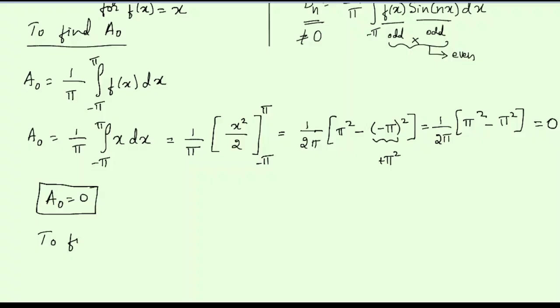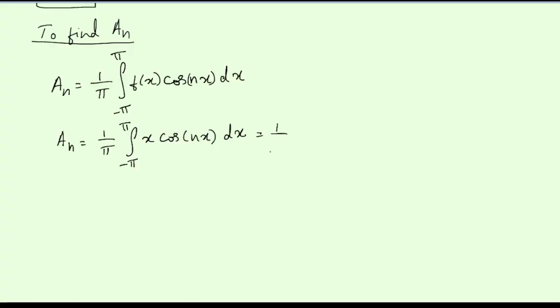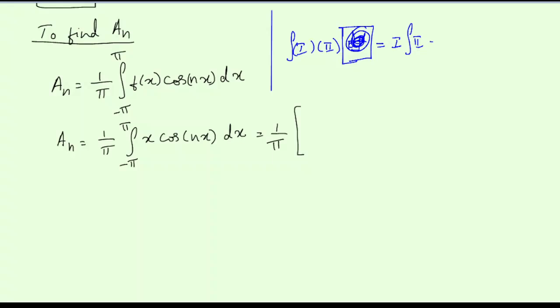Next you write to find an. An is given by this. Substitute and solve. This has to be solved using integration by parts. That is, the formula that I remember easily is this. If the integration is something like the first term and the second term and some value like dx, or dt, whatever it can be, okay? So how I remember it is first into integral of second minus integral of second into differentiation of first.